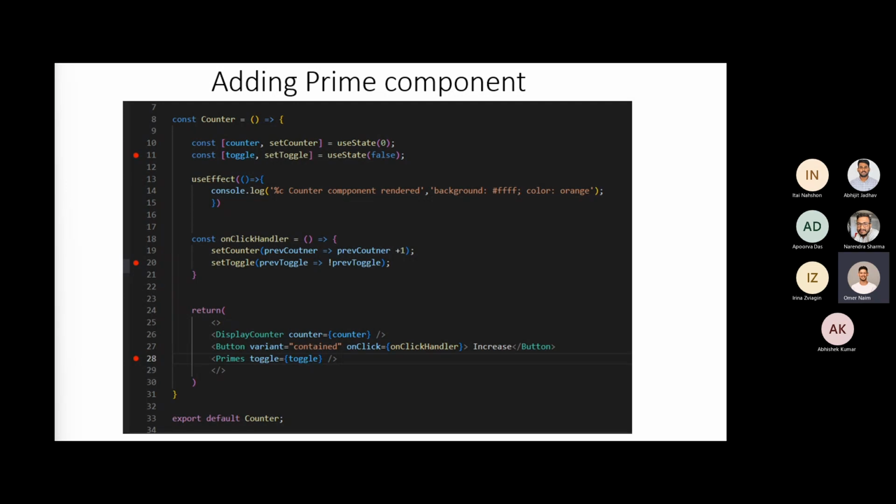So basically, I will add the prime component into the counter component. I have the toggle in line 11, which is initially false. In line 20 I have the set toggle, which every time I click the button changes from true to false, which means that every time I click the button to increase the value, the border will change color. So that's how we can track the renders. And in line 28, it just returns the primes with the toggle inside.